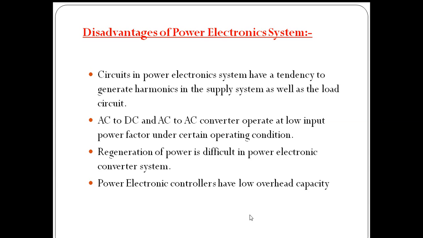Along with these advantages, there are a few disadvantages with power electronic circuits. Now we will discuss the disadvantages of the power electronic system. The circuits have a tendency to generate harmonics in the supply system as well as the load circuit. Whenever we operate these circuits, they generate harmonics, and we remove these harmonics by adding filters in series with the circuit elements.